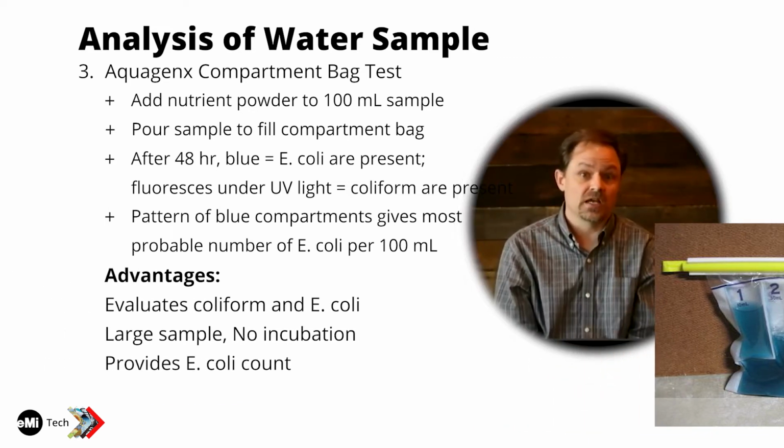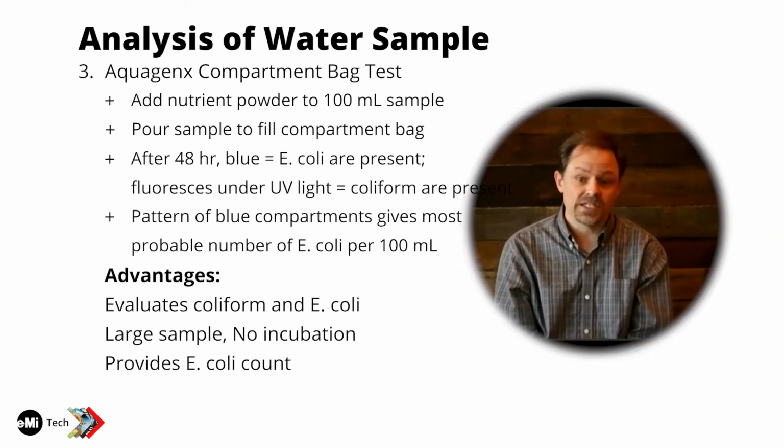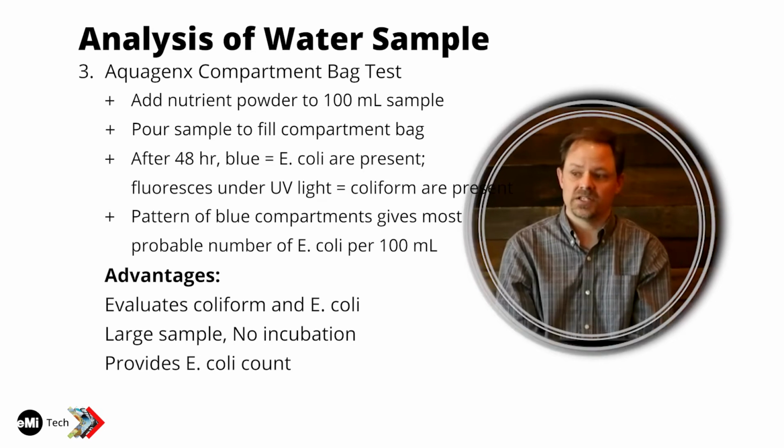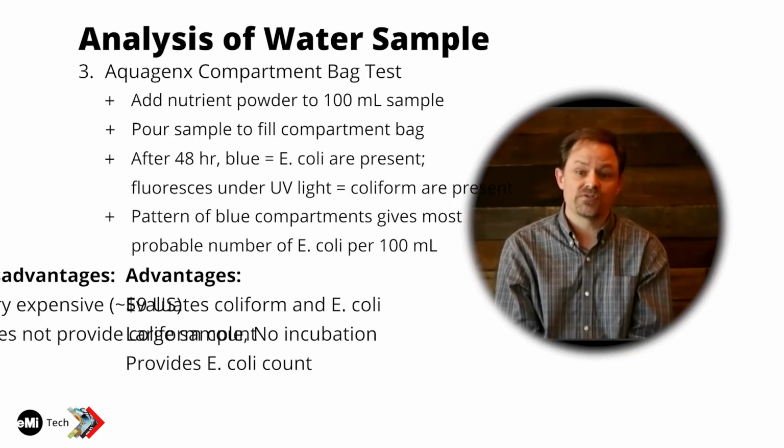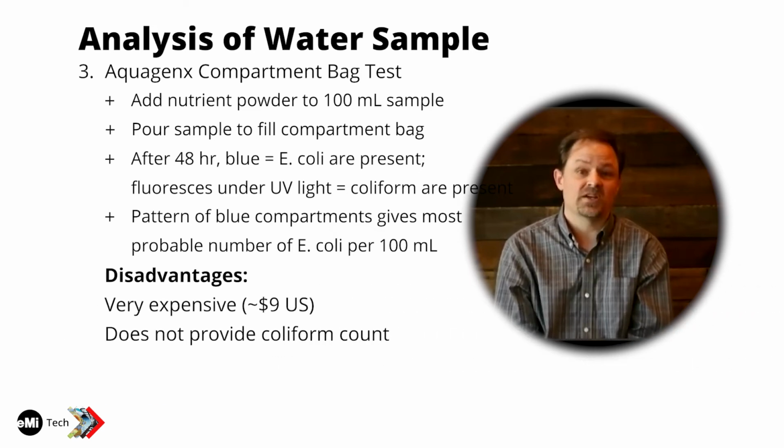So advantages of this test. First of all, it does evaluate directly coliform and E. coli. It considers, again, a large sample, 100 milliliters. It doesn't require incubation, although you can if you want to. And it provides an E. coli count. So it's the first test we've talked about that does that. It has some disadvantages too, though. First of all, it's very expensive. It's about $9 per sample. So that's pretty steep.